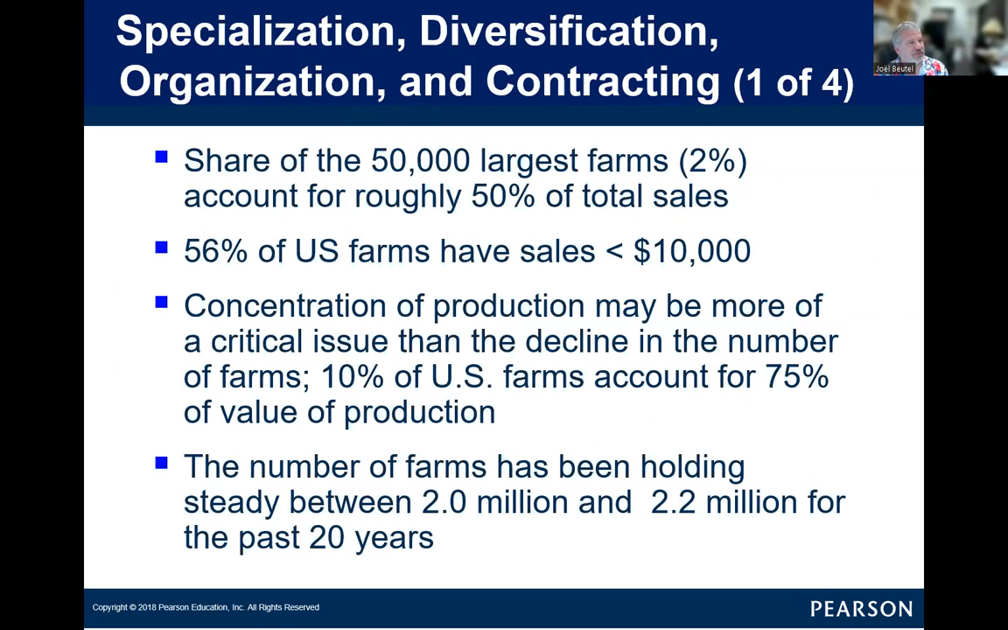We've got the share of the 50,000 largest farms, which is 2% of the farms, is 50% of total sales. I want you to think about that. Half of all ag sales come from only 2% of the farms. This is not uncommon, right? When we look at the general economy, the non-farm sector with small businesses, most businesses in this country, I think the number is like 98% of business comes from 5% of companies in terms of dollar value.